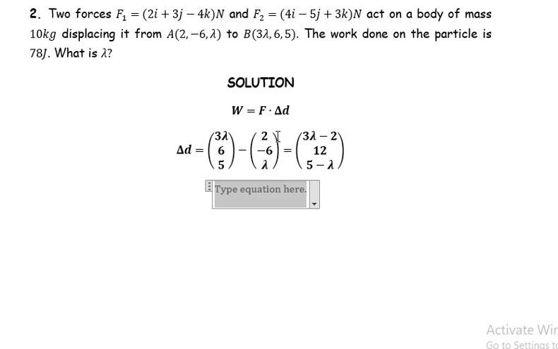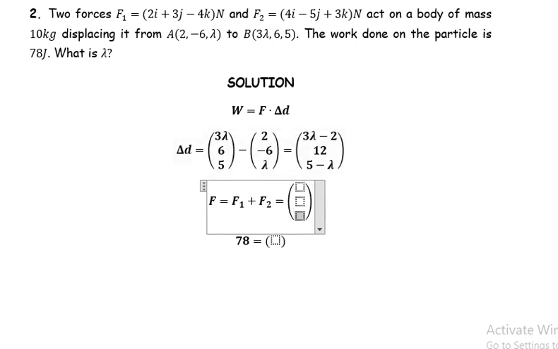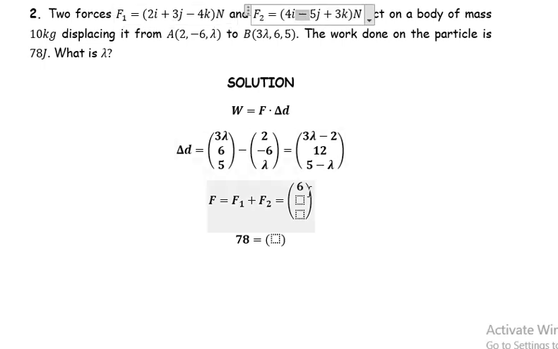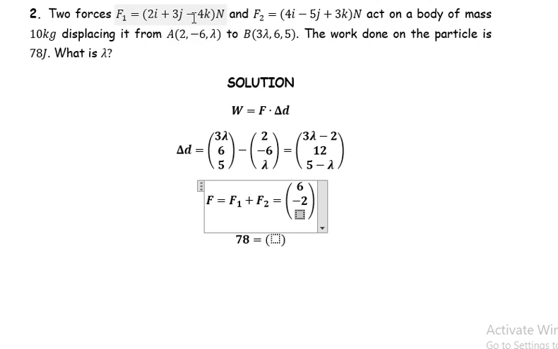Now my work done is 78 joules, and it is equal to the dot product of the force. In this case, we actually talk about the resultant force. This capital F is a resultant force. The resultant force in the system, my capital F, is just equal to F1 plus F2, and if we add them, I'm just going to add directly, and I put it in column form. So I have 2 plus 4 is 6. Then I have 3 minus 5 is negative 2. And finally, negative 4 plus 3 is negative 1.